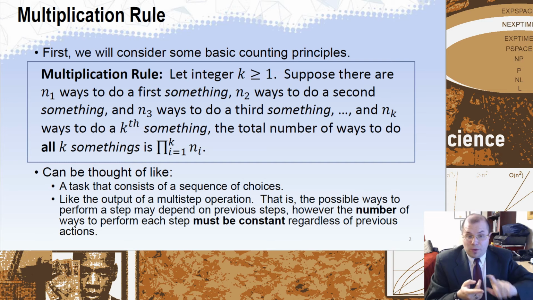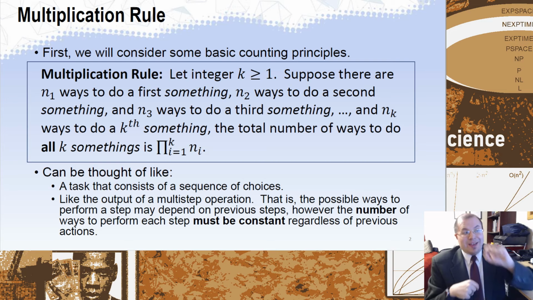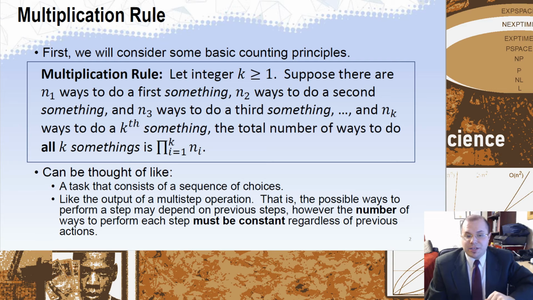So if there's n sub 1 ways to do the first something, n sub 2 ways to do the second something, n sub 3 ways to do the third something, and so all the way up to n sub k, the number of ways of doing the kth something, then the total number of ways to do all of them, the first, second, third, fourth, fifth something, all the way up to the kth something, is going to be the product of each one of these n terms. So it is n sub 1 multiplied by n sub 2 multiplied by n sub 3 multiplied by n sub 4 multiplied by n sub 5 multiplied by n sub 6, all the way up to n sub k. I've denoted that here with the product notation.